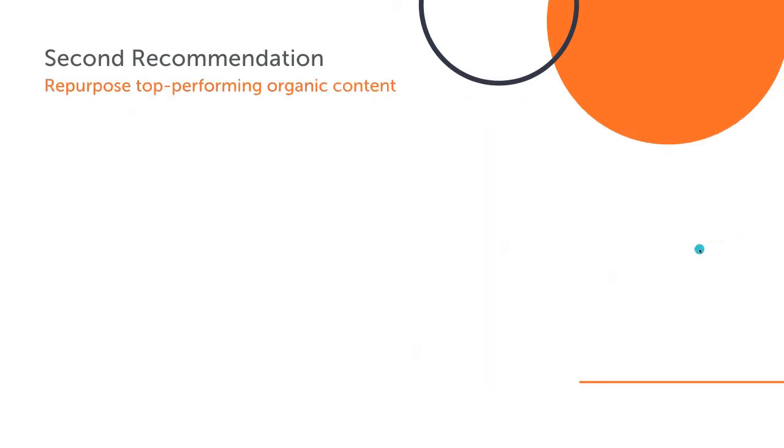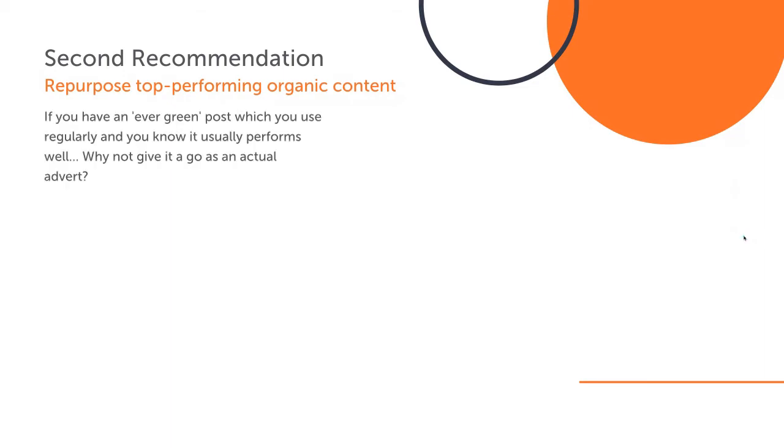Second recommendation, repurpose top performing organic content. A lot of the time people come to me and go, I don't know where to start, I don't know what to use. And we mentioned before about looking at your organic posts to see what's working well with your followers. But this gives you a little bit further in terms of looking at what is actually getting engagement. So if you have an evergreen post which you use regularly and you know it usually performs well, by evergreen I mean a promo post or a video post that you regularly use, you just repurpose it.